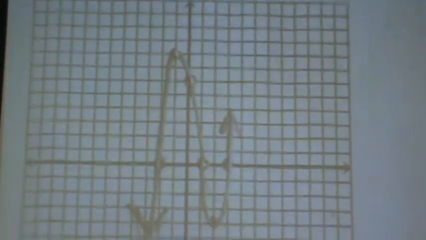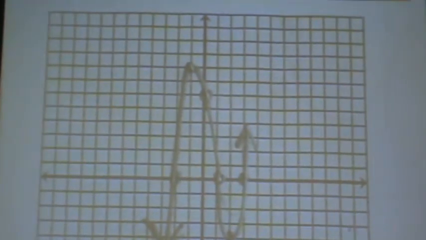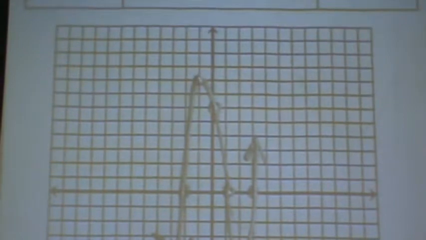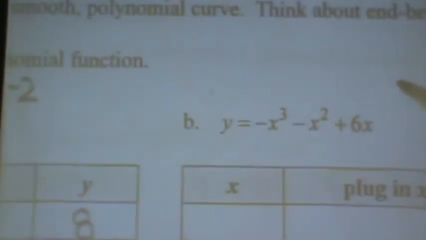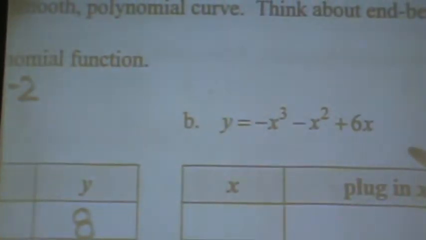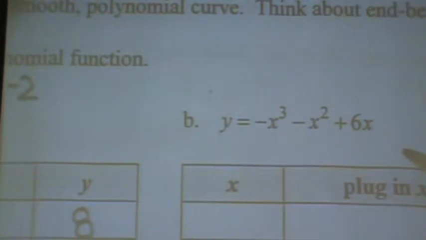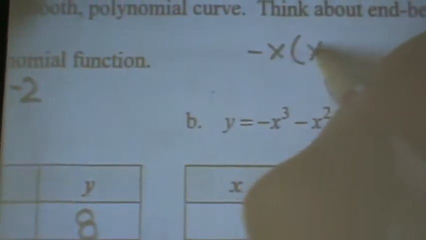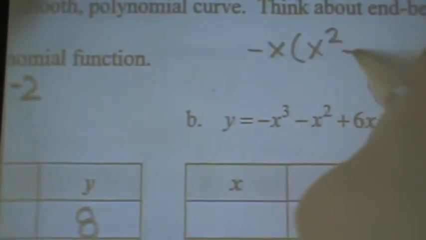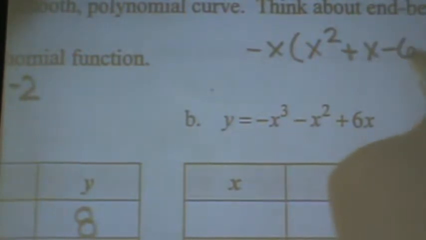Does this make sense? Is there anyone lost? Anyone not get this? Anyone have any questions? Okay, so now with that in mind, I've got no factors. You have to know how to factor, Nick. How are you going to factor this one? GCF first. What can you take out? How about a negative x? Sure. And then you're left with x squared plus x minus 6.